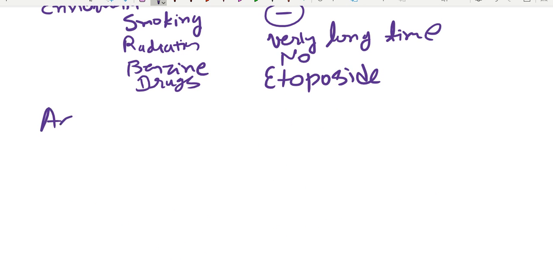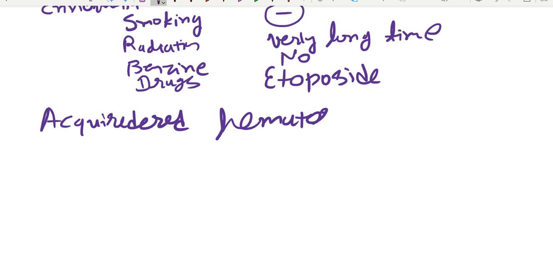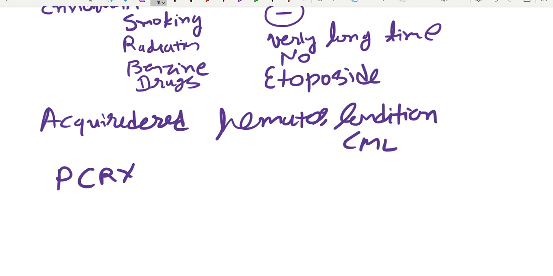Some acquired hematologic conditions which are associated with CML are polycythemia rubra vera, primary myelofibrosis, or essential thrombocytosis.